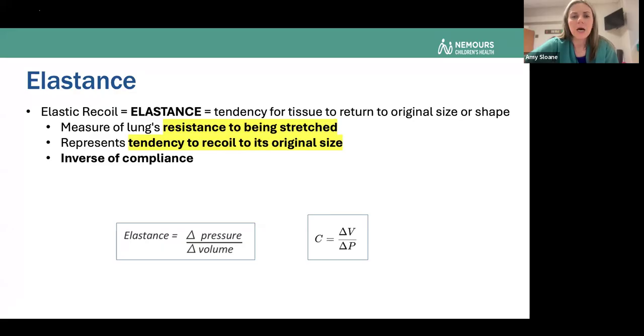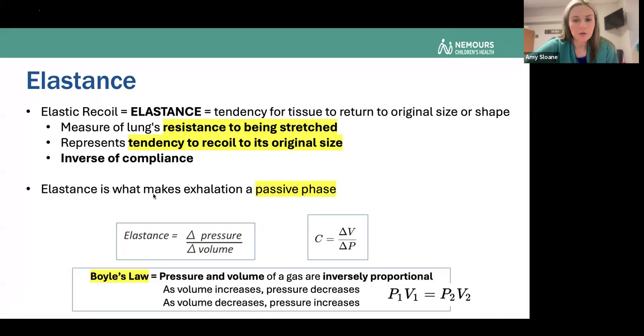And elastance is what makes exhalation a passive phase, which I'll talk more about in a little bit. But elastance can be described by Boyle's law, which you'll also need to remember for your boards, and maybe you already remember from way back in general chemistry. I didn't, but you do. But it states that the pressure and volume of a gas are inversely proportional. So as volume increases, pressure decreases, and as volume decreases, pressure increases. And we'll talk about how that applies clinically.